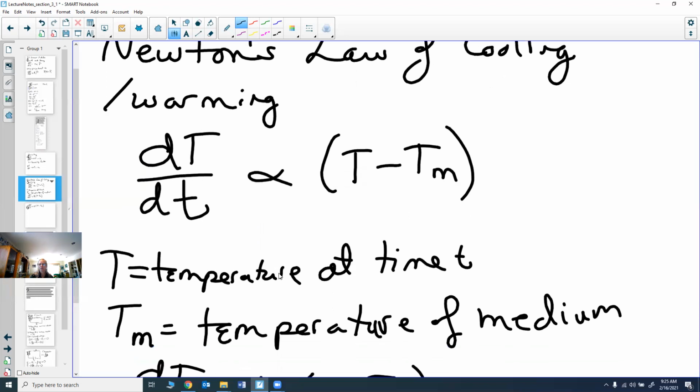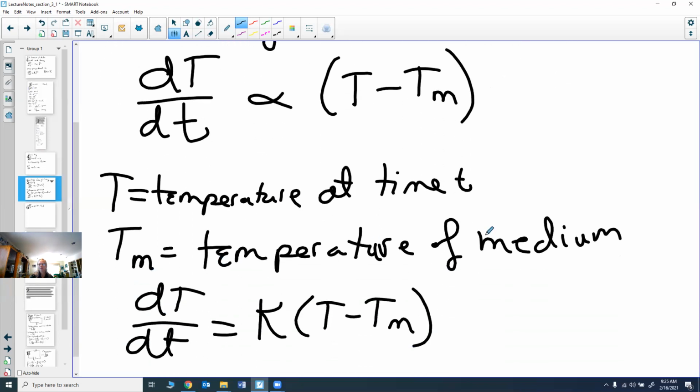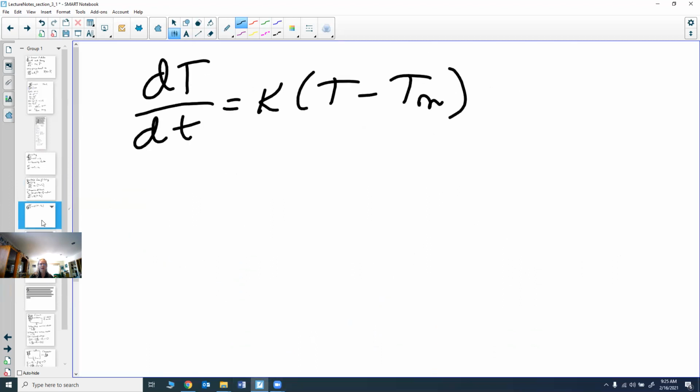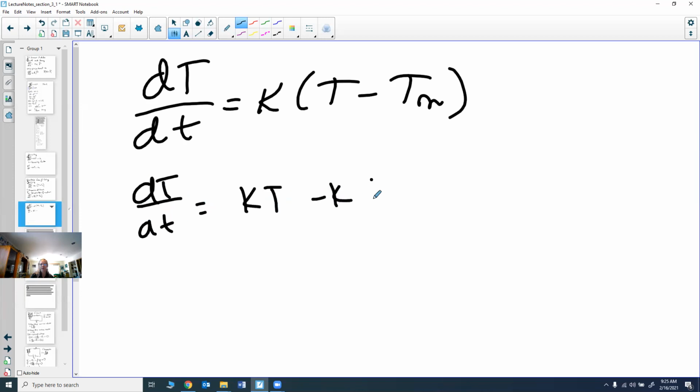So T is your temperature at some time t. T sub m is the temperature of the medium. And because it's proportional, we just throw in that proportionality constant. So here's our differential equation that we want to then solve. So let's go ahead and do this one. I didn't do the last one, but it's basically the same kind of idea. We're going to go ahead and multiply out. So we have kT minus kT sub m. t is your independent variable, T is your dependent variable, sorry.